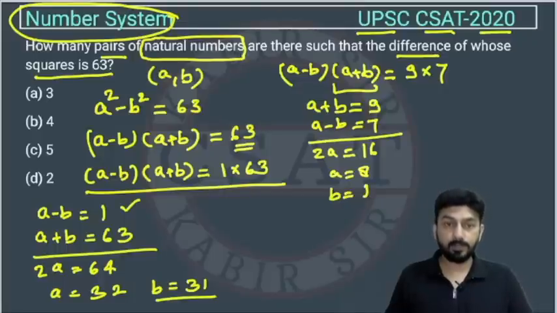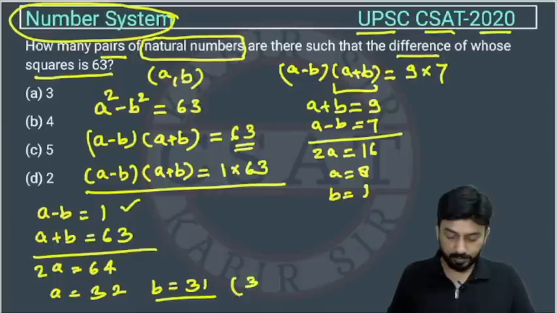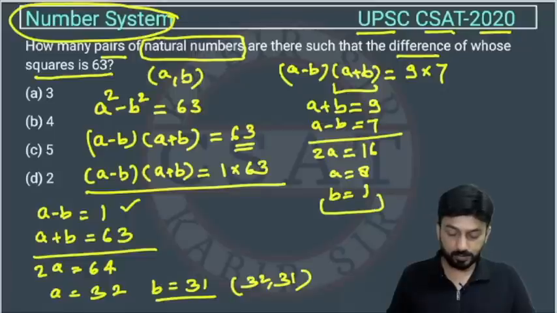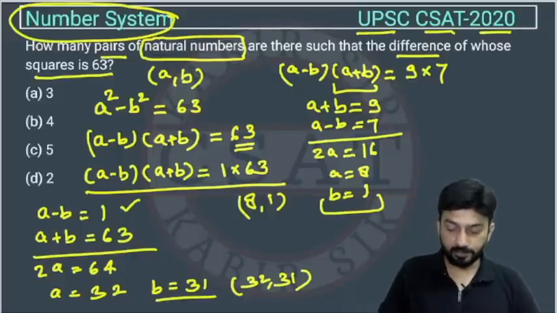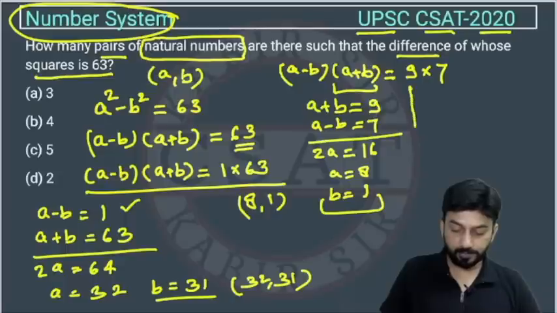So one pair we got here is 32 and 31. One pair we got from this, this is 8 and 1, right? Now the next factor will be... it will be better if we find out the factors. You just write it down here. What are the factors of 63?